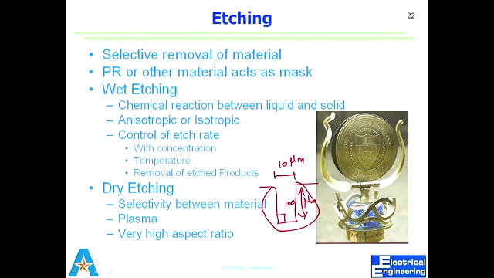But how do we control etch? In wet etch, we can change the concentration. In dry etch also, we can change the concentration of the reactant gases, right? We can change the temperature of the process, because for any reaction to occur, we need to supply energy to that process. Once the reaction occurs, there are products which come out of the reaction. Think about it. What happens when an acid and a base react?